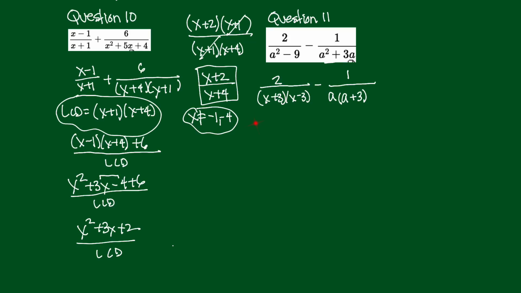Now, it's all factored. What's the LCD here? So the LCD, pick out every factor that appears. Now, there's an a. There's an a plus 3. There's an a minus 3. So I need the a. I need the a plus 3. I need the a minus 3.